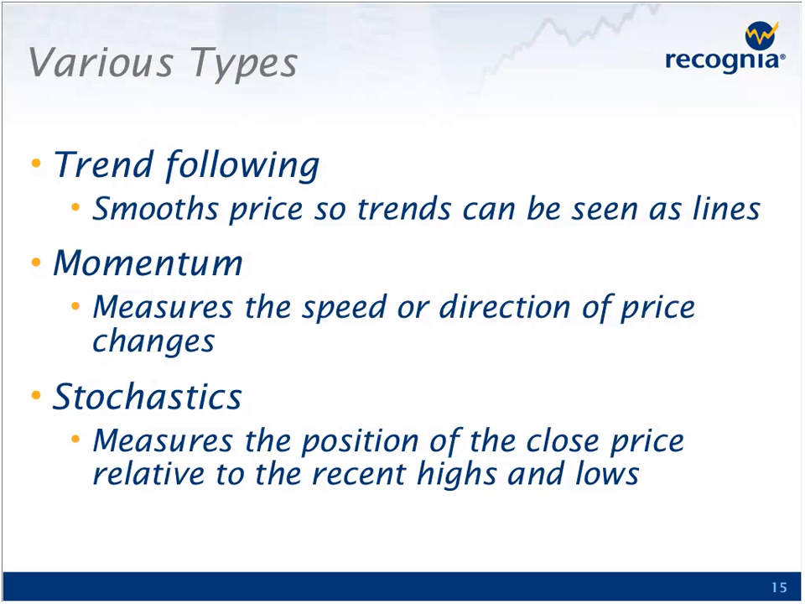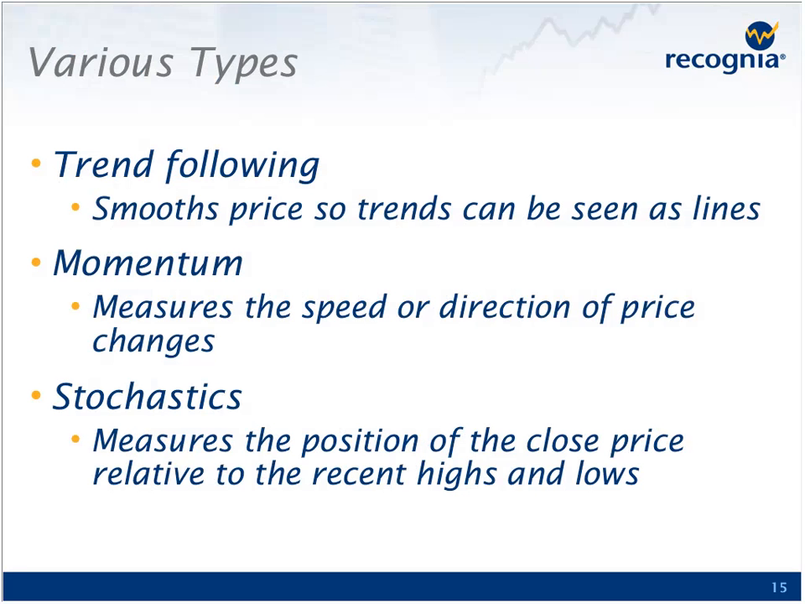So let's look at some indicators and oscillators, and these come in sort of three types. They're what are called trend-following indicators, and these are indicators that work to basically smooth the price so that trends can be easily seen. So they kind of take out some of the noise so you can see what the overall trend is.